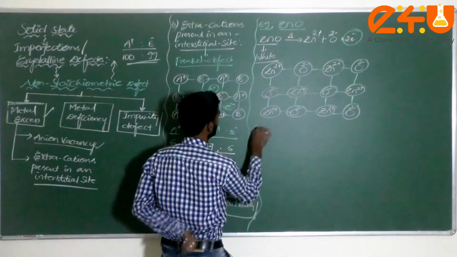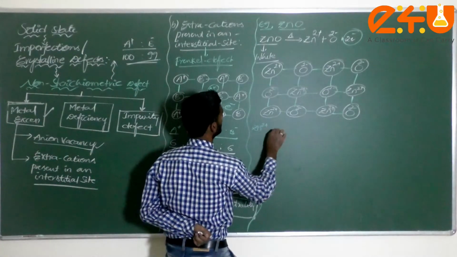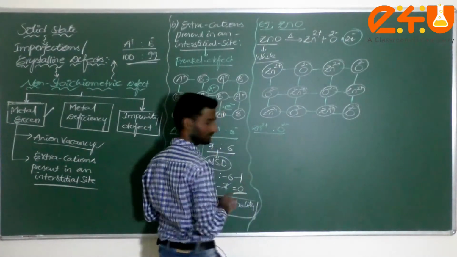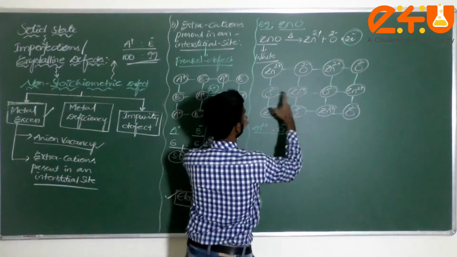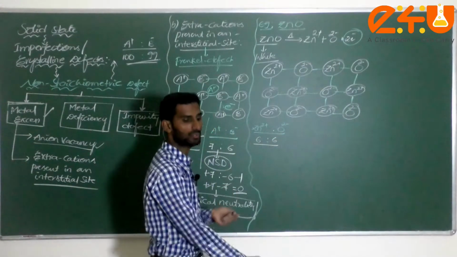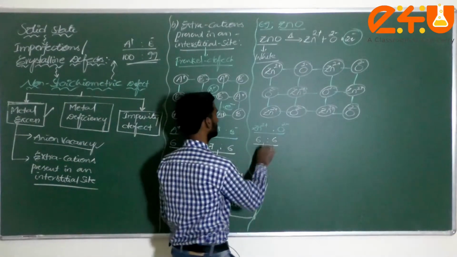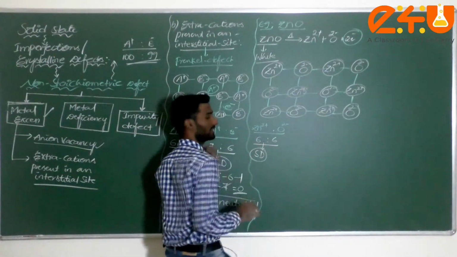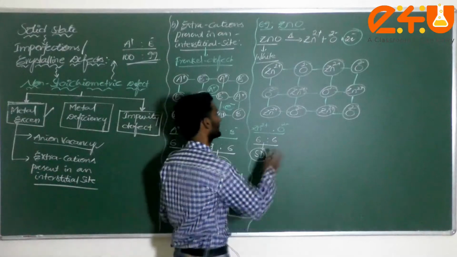Now initially if we consider here the ratio of Zn 2 plus versus O2 minus, how much here? 1, 2, 3, 4, 5, 6. 6 to 6 ratio or not? 6 is to 6 ratio. Then this comes under stoichiometric defect, but the next one comes under non-stoichiometric defect.